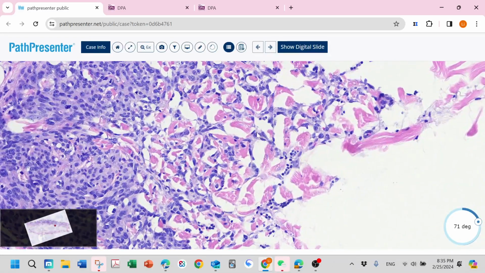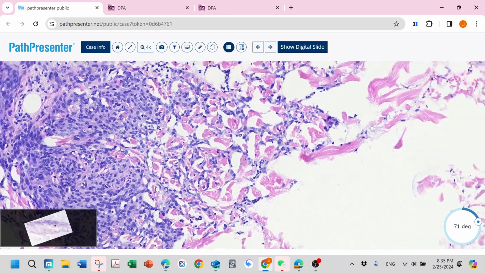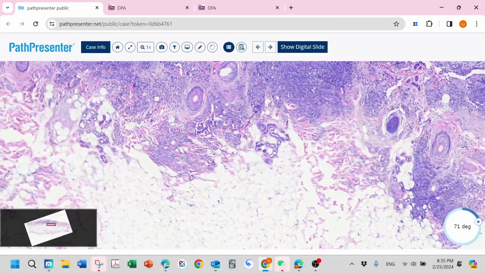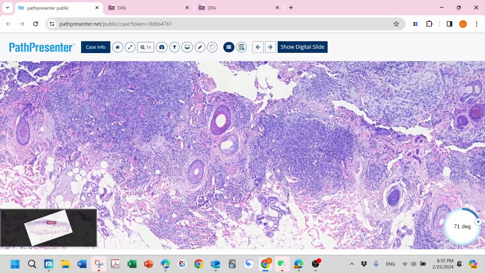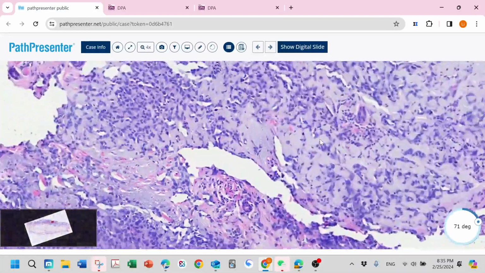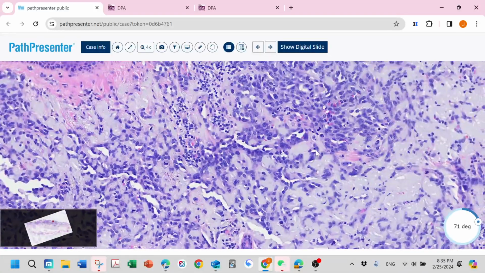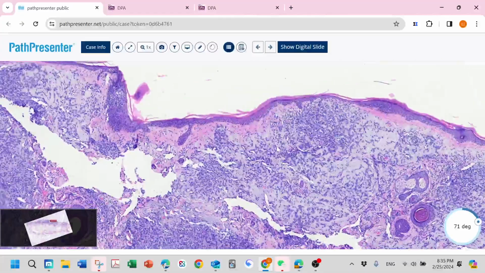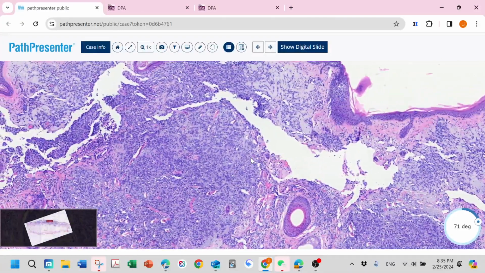See, all of these are angiosarcoma, really infiltrating into the subcutaneous tissue, and then they are forming this slit-like structure to dissect the collagen. That is the characteristic feature for angiosarcoma.